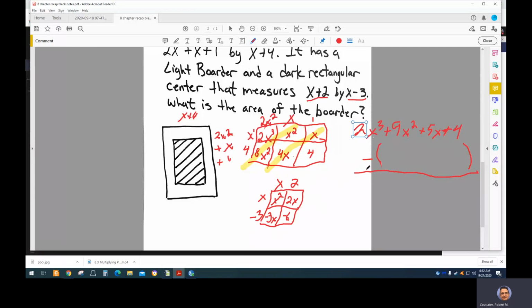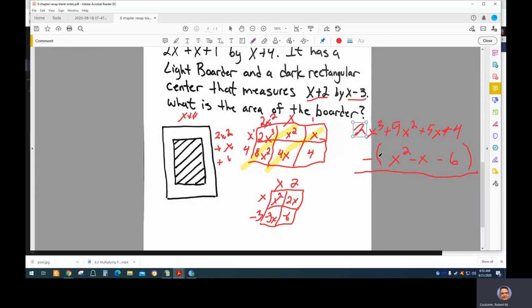Let's get out of this box. X squared comes out. We have a negative 3x and a positive 2x, so we have a negative x. Remember, if you owe somebody $3 and you pay them back 2, you still owe them $1, and a minus 6.